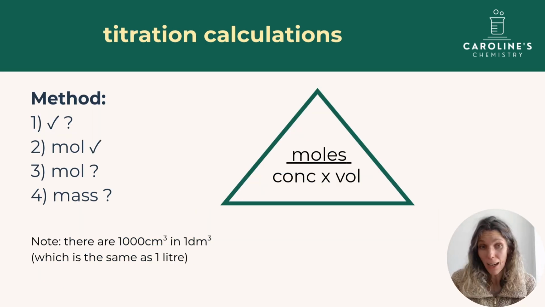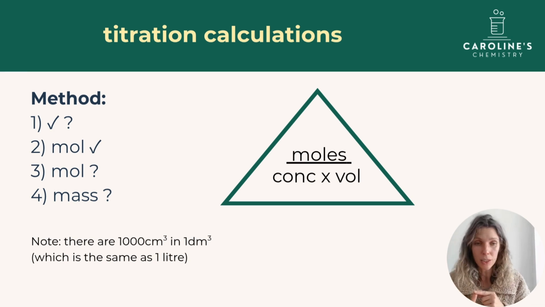Once you've carried out your titration, you now have the data needed to do a titration calculation. Now, this is the same method as I teach throughout this entire calculations module, whether that is GCSE or A-level. So the first step is identify your tick and your question mark, the substance that you have some information on, and the substance that the question is asking you about.